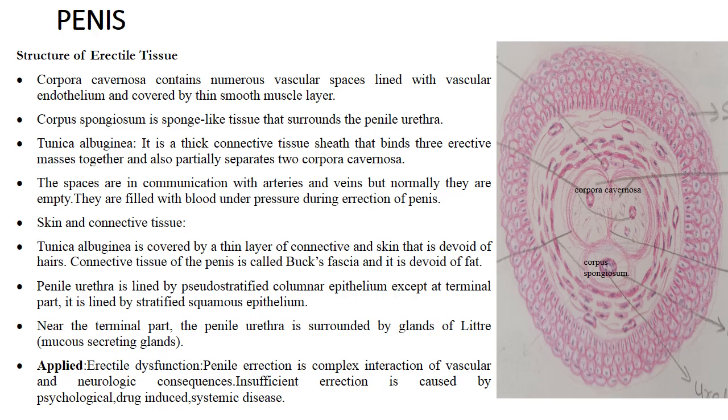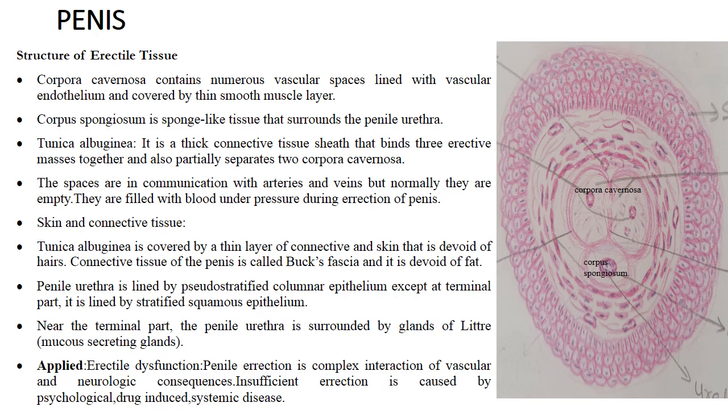and it is covered by thin smooth muscle layer. Corpus spongiosum is sponge-like tissue surrounding penile urethra. After that, we have tunica albuginea. It is thick connective tissue sheath that binds these three erectile masses together and partially separates the two corpora cavernosa. Then the spaces are in communication with arteries and veins, but normally they are empty. These spaces are filled with blood under pressure during erection of penis.